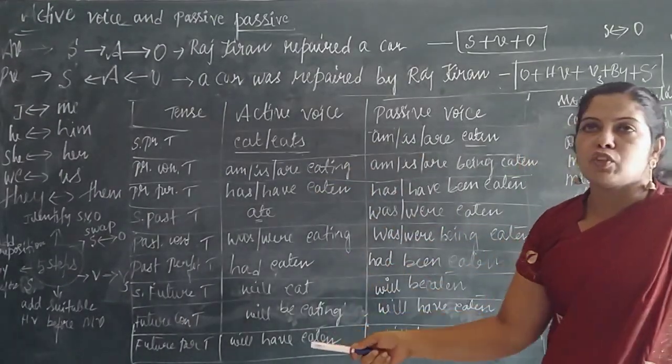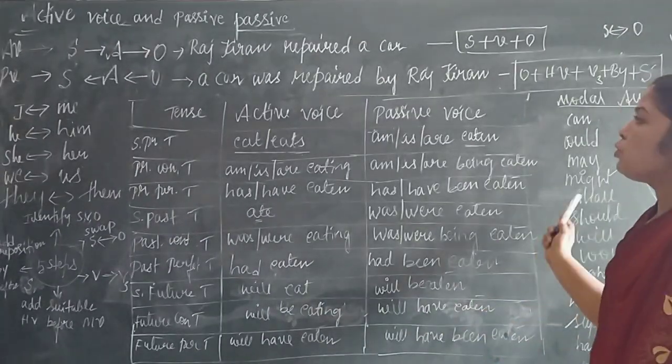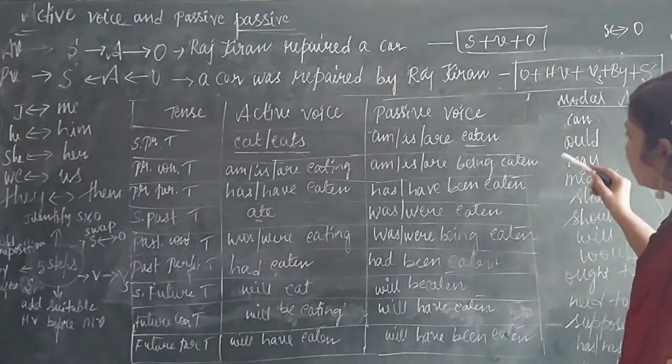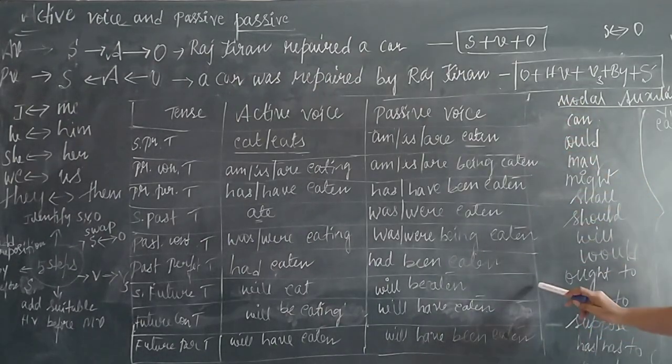So we don't have passive forms for perfect continuous tenses like present perfect continuous tense, past perfect continuous tense, and future perfect continuous tense. We don't have the passive forms of the verb. Knowing this form of the verb is very important.